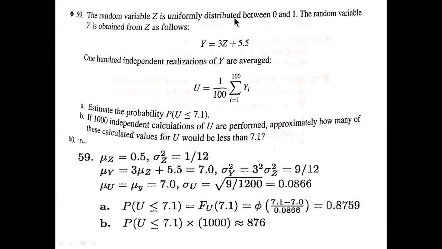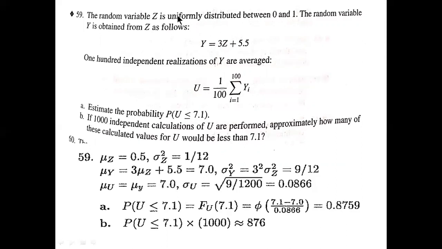The next example: the random variable z is uniformly distributed between 0 and 1. The random variable y is obtained from z as follows: y is equal to 3z plus 5.5. Again, we take the average of 100 samples. So we need to estimate the probability of u less than 7.1. And if 1000 independent calculations of u are performed, approximately how many of these calculated values for u would be less than 7.1?